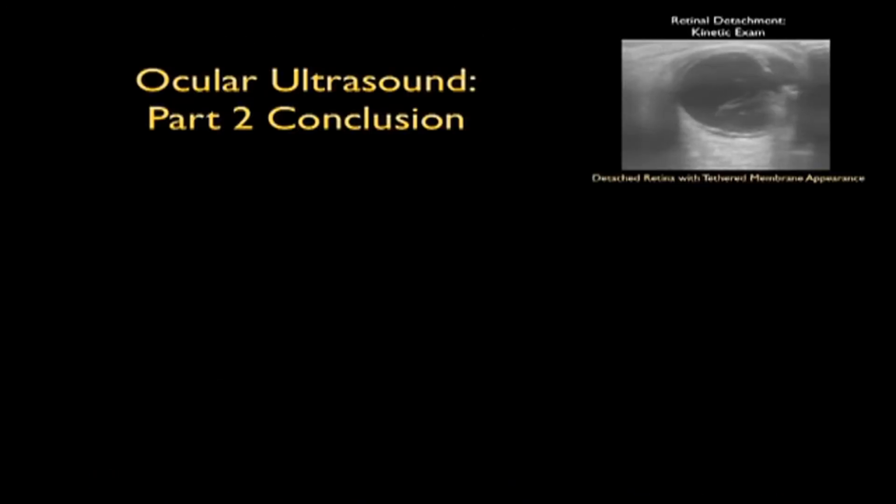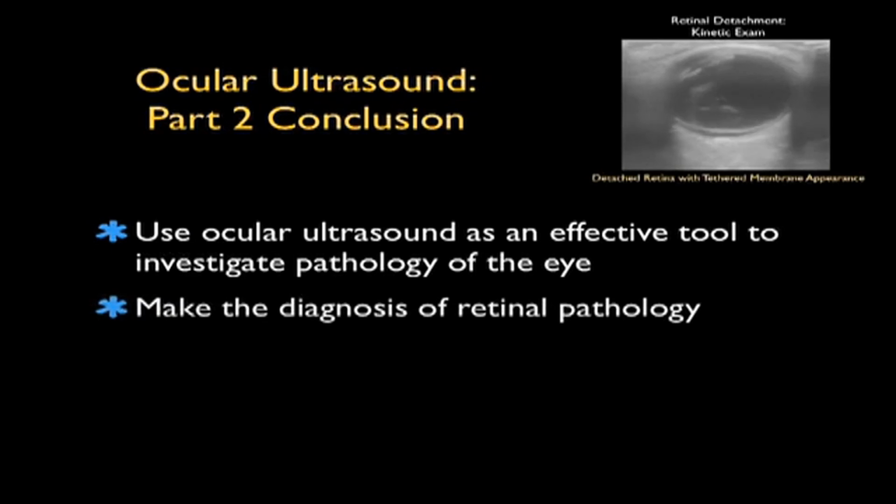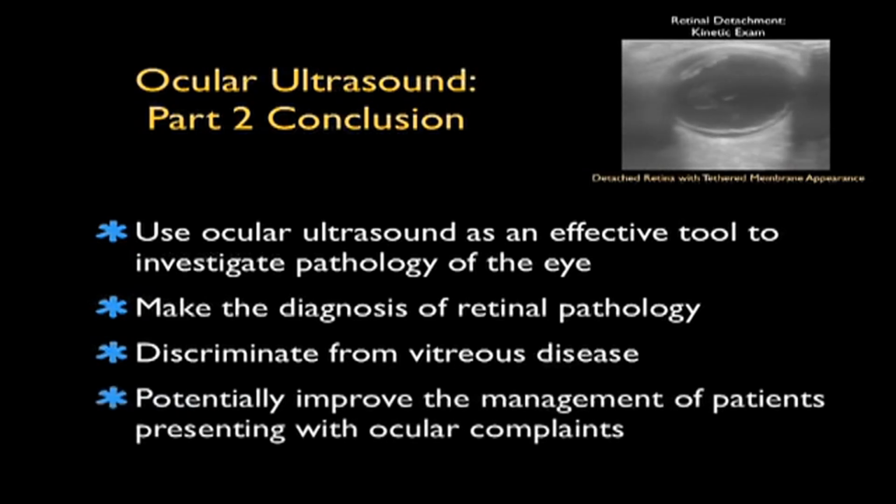In conclusion, thanks for tuning in for this SoundBites module going over part 2 of ocular ultrasound. Now you're ready to use ocular ultrasound as an effective tool to investigate pathology of the eye, opening up that back part of the eye for a better examination than we've previously been able to using the traditional fundoscopic exam. You'll quickly make the diagnosis of retinal pathology using bedside ultrasound, and hopefully now be able to discriminate that from vitreous disease, potentially improving the management of patients presenting with ocular complaints to the emergency department.